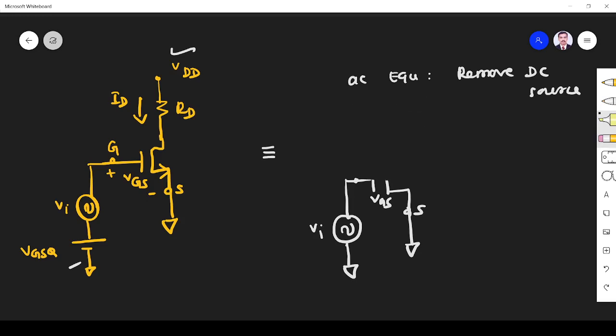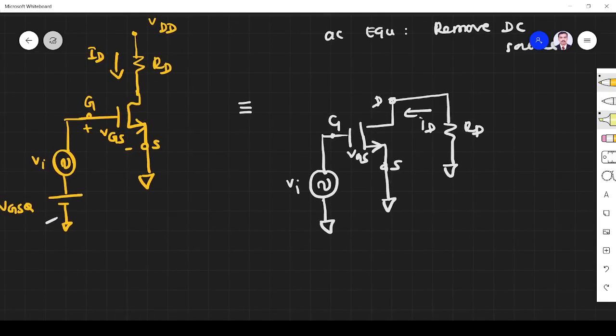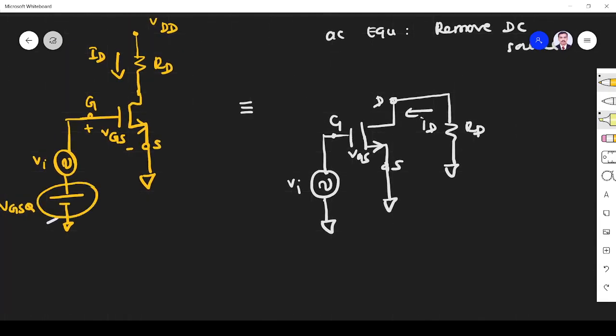If you have a confusion, this is RD, this is ground, VDD is good. So the current flowing through this is ID. So it is the drain, gate, source terminal. This is the typical AC equivalent circuit. We removed this one and we removed this one.